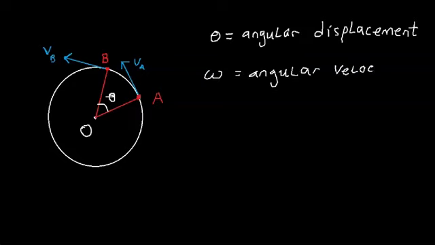The angular velocity of the motion, omega, is defined as the rate of change of angular displacement with respect to time. Mathematically, we can write that as omega equals d theta/dt.